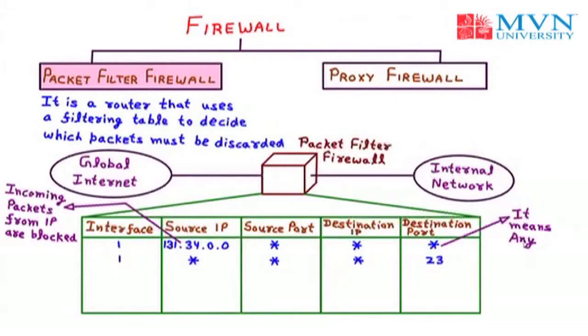So the second line signifies that the incoming packets destined for any internal telnet server, that is of port 23, are blocked.